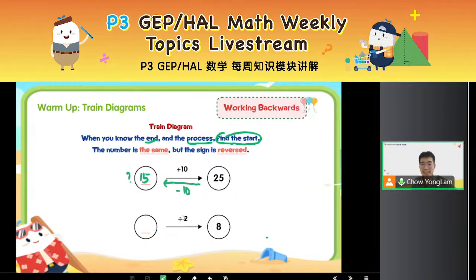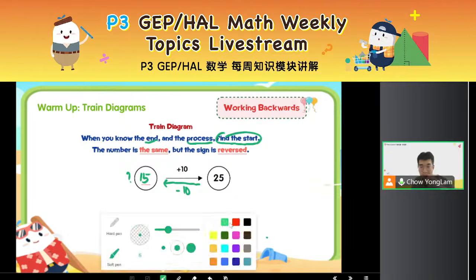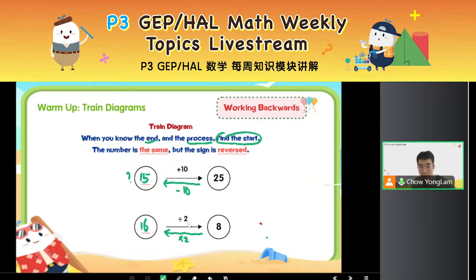Next, divided by 2. Something divided by 2 is 8. If I want to reverse the process and work backwards, should I still do 8 divided by 2? Remember, we keep the number the same, but the sign is reversed. So we do 8 times 2, because the opposite of divide is times. 8 times 2 is 16. So we check: 16 divided by 2 gives me 8, and that is how you get the answer.